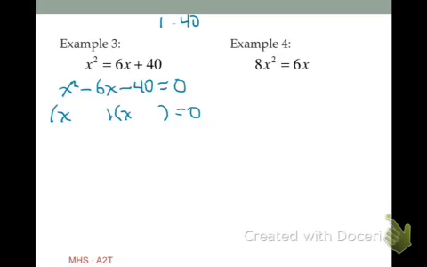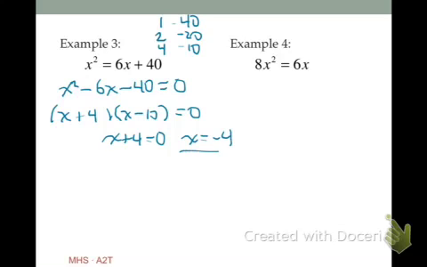So let's try 2 and negative 20. That multiplies to negative 40, but it adds to negative 18. That's not going to work. Let's try 4 and negative 10. That multiplies to negative 40 and adds to negative 6. So that's it. We got it. So we got x plus 4 times x minus 10 equals 0. So I can get x plus 4 equals 0, or x equals negative 4. And I have x minus 10 equals 0, or x equals 10.